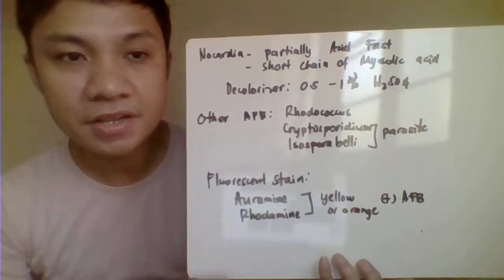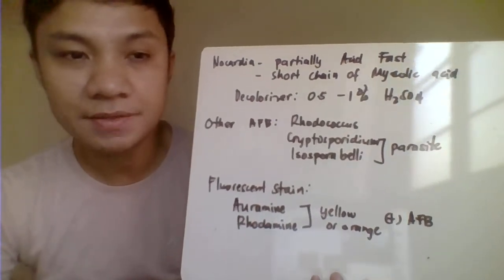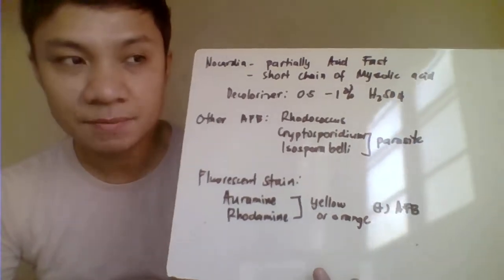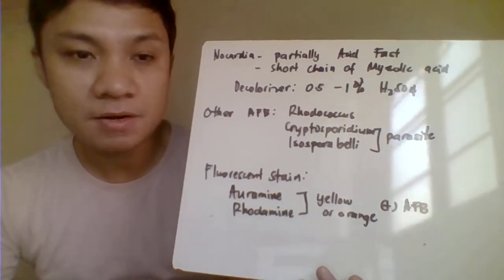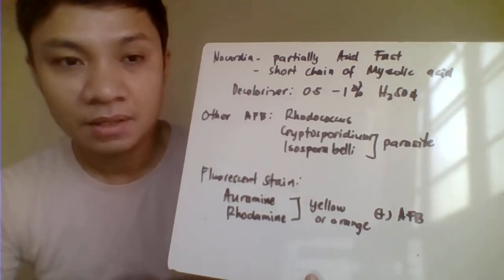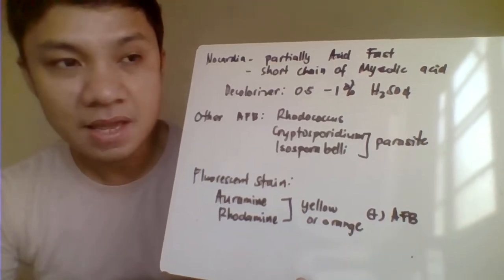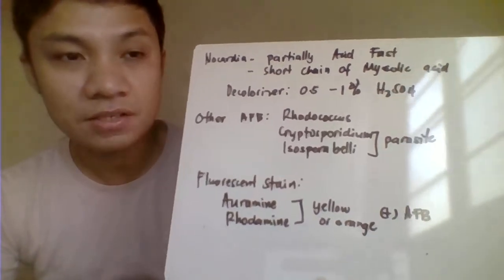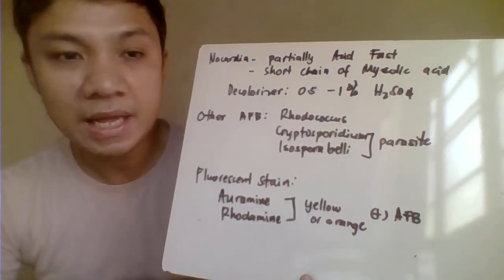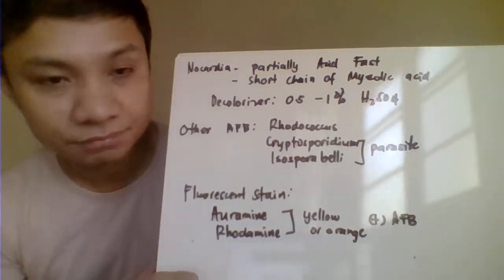Okay, then we also have your Nocardia. The Nocardia, on the other hand, we consider as a partially acid-fast bacteria. It's partially acid-fast because, compared with your Mycobacterium tuberculosis, this one has a short chain of mycolic acid. And during the staining process, it makes use of a weak acid instead of the acid alcohol at a concentration of 3% or even 1%. You use a weak acid at a concentration of 0.5 to 1% sulfuric acid.